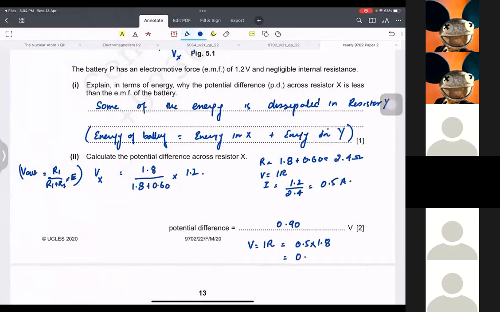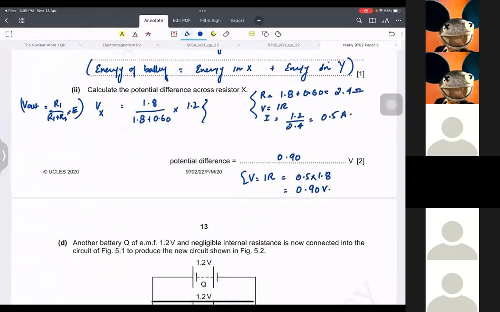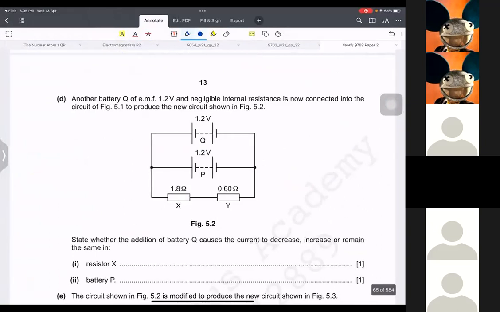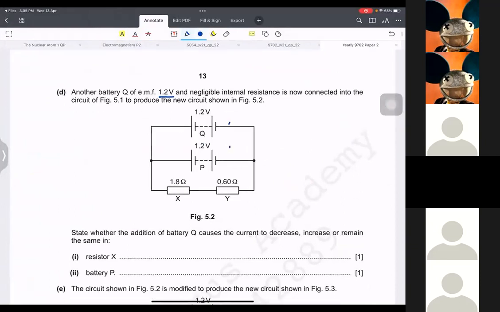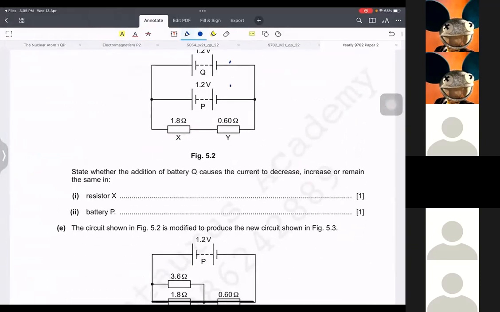So it will be 0.90 volts as well. Whether you do it this way or in a couple of steps, that's up to you. Then another battery Q of EMF, this is negligible, is now connected. So they are in parallel, as I can see. State whether the addition of the battery causes the current to increase, decrease, or remain the same.